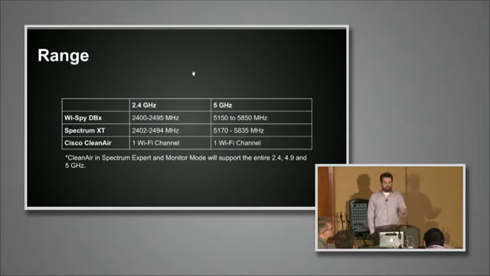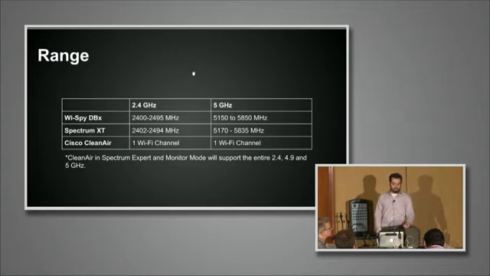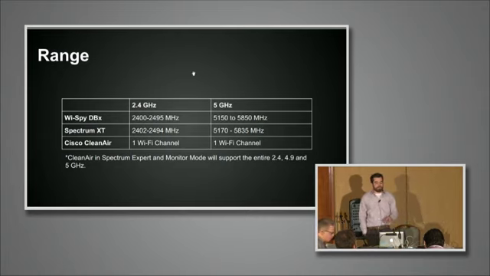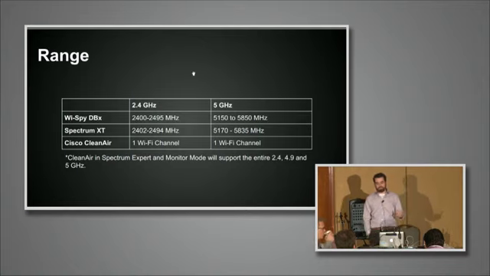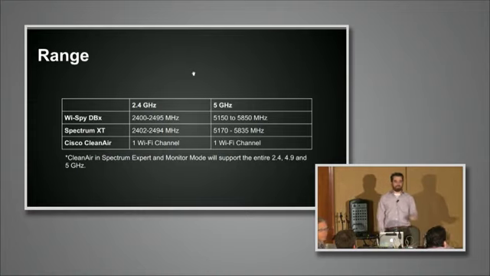But as far as the 2.4 goes, the YSpy DBX covers the same ranges as all of the other ones. I put the Cisco Clean Air just so it meets my qualifications of not bringing down a radio to one Wi-Fi channel, so whatever Wi-Fi channel you're on. But the hardware itself will do the public safety band as well as the Spectrum XT. If you want the public safety band with the YSpy, you have to buy a different tool.